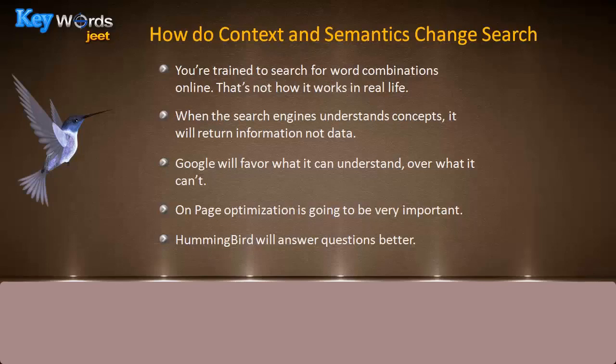And secondly, Hummingbird will enable Google to answer questions better. Google can now process what you want to know and it can give you better answers. It can give you more accurate answers, and you will be able to phrase your questions to Google in the form of a regular question. That is what context and semantics will do to the search engine. It's going to change the way people search, and if that changes, you have to be updated so that you will be found by these people.